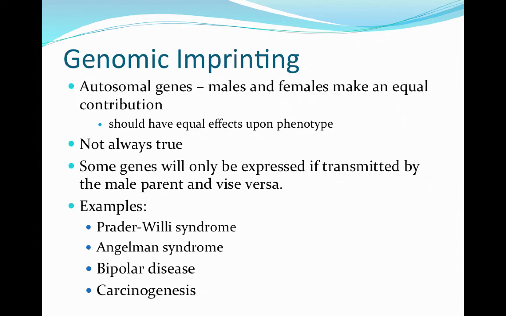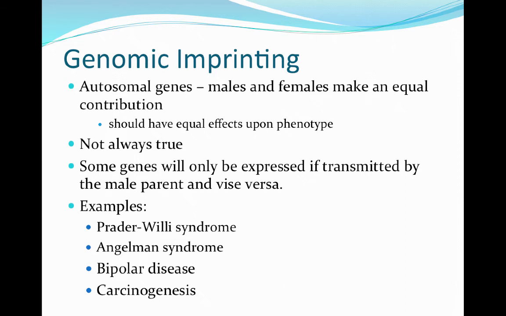Another concept that we're going to talk about is genomic imprinting. And imprinting is where you have genes that are on autosomes, both in males and females, and that are going to make up a genetic contribution to a new organism. Usually we assume that the contribution from mom and dad on these autosomes is going to be equal, but that's not always true. So some genes are only going to be expressed if the male is the parent, or if the female is the parent, and vice versa as well.